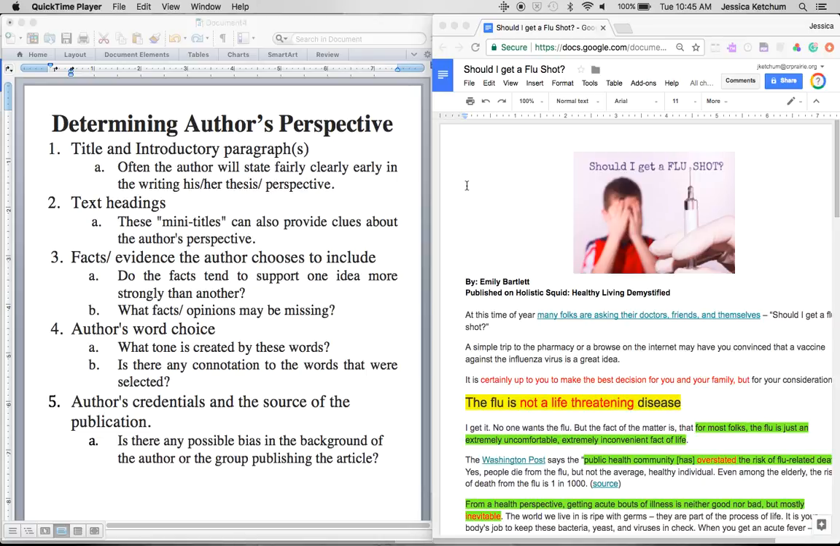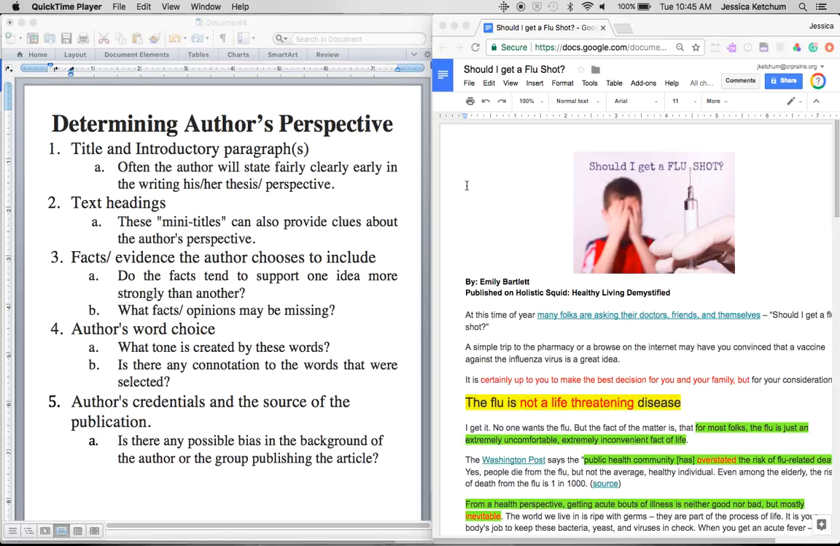As a review, when you're looking at the author's perspective, you can start by looking at the title and that introductory paragraph. Often the author will state right in the beginning what it is he or she thinks about the topic. From there, you can then skim through the text headings. These are almost like mini titles, and they can provide additional insight into what the author thinks about that topic.